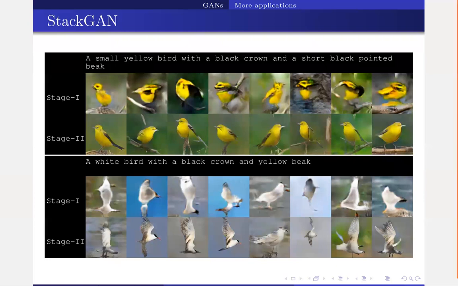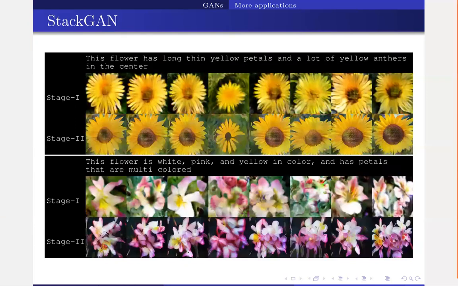You see the first stage is like this, and the second stage is much more refined, very realistic. For example, you have this small yellow bird with a black crown and a sharp black pointed beak. It just looks very realistic. And you have another one here. Even though it's quite dated, several years old, it's really very impressive.